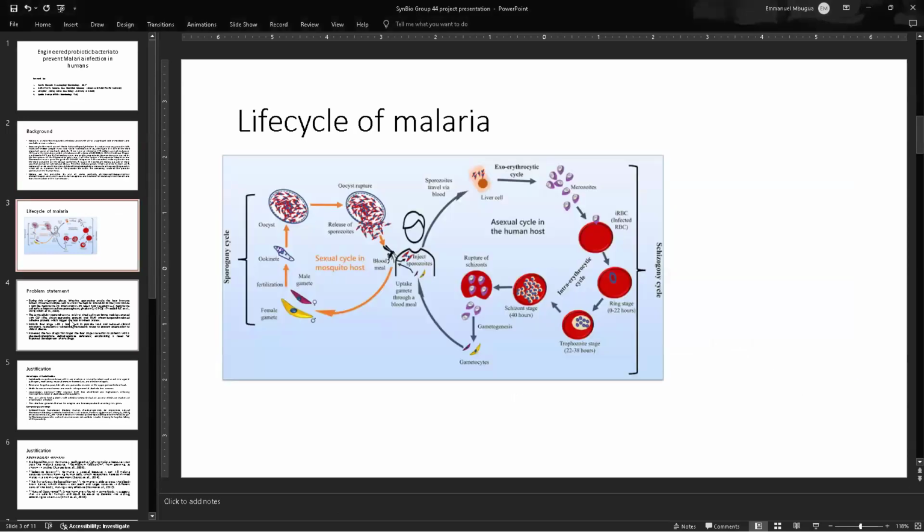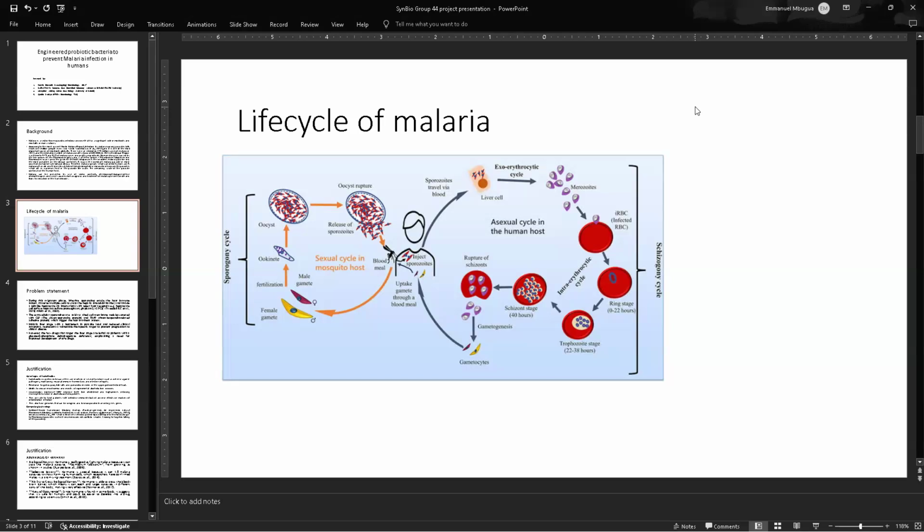On the life cycle of malaria, we have 3 stages. We have the gametocyte stage, the sporozoite stage, and then the merozoite stage. In the gametocyte stage, both the male and the female gametes mate inside the gut of the mosquito to produce the sporozoite, which moves to the salivary glands of the mosquito.